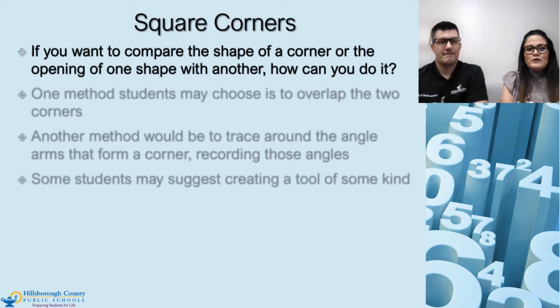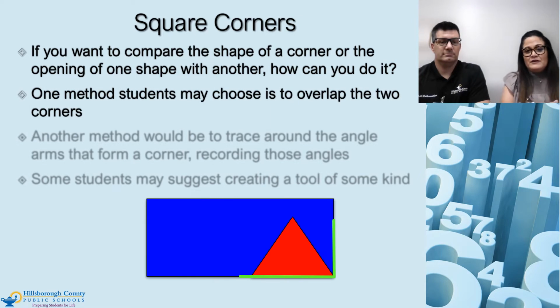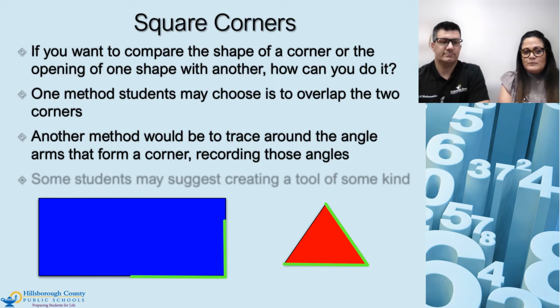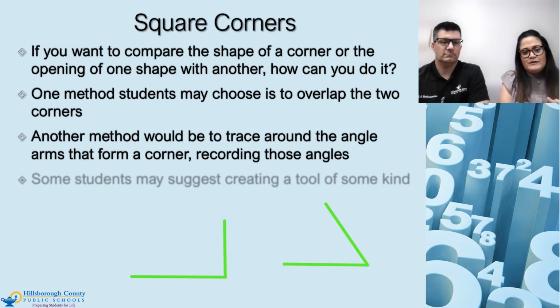In talking about square corners, if we want our students to compare the shape of a corner or the opening of one shape with another, how could they do that? One of the methods that our students can use is to overlap the 2 corners. So for example, you see here, this is a direct comparison where they're actually putting the figure on top of the other figure to compare the angles. Another method would be to trace around the angle arms that form a corner, recording those angles. So this is an indirect comparison.